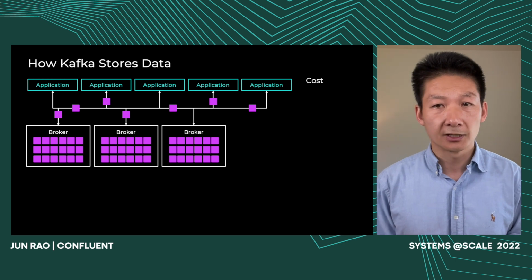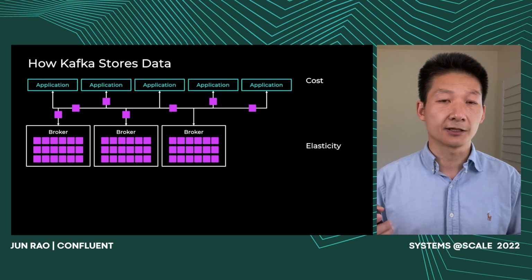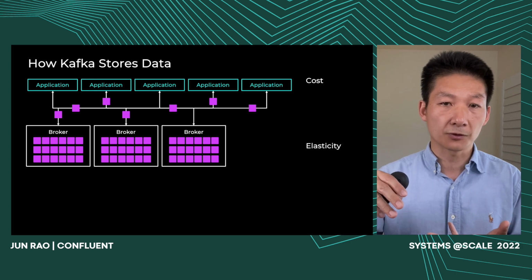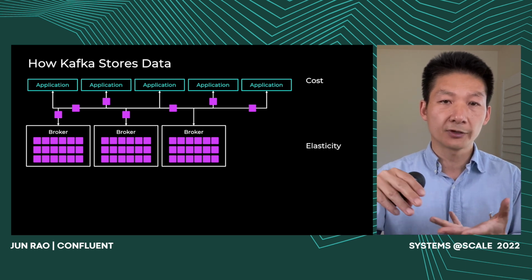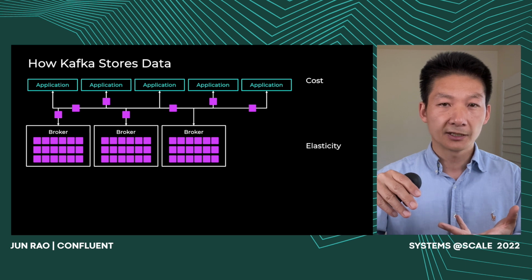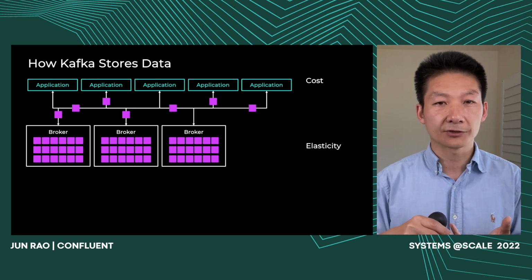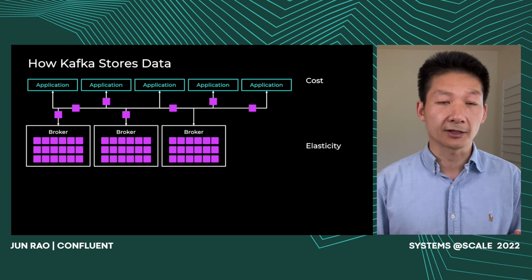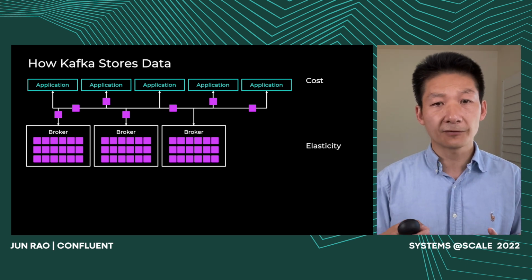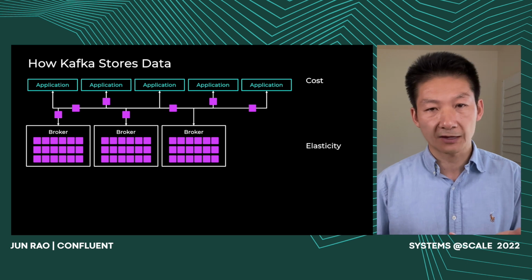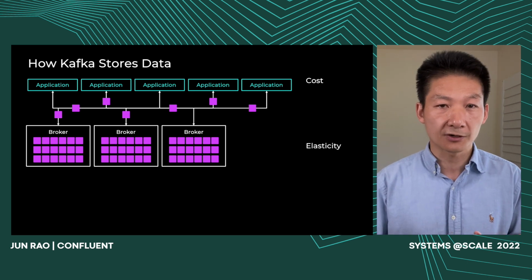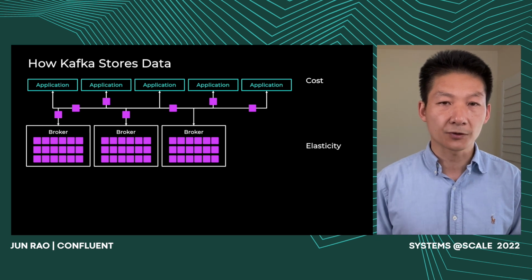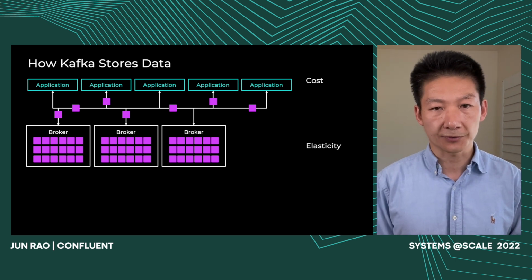The second issue is in terms of elasticity, because since we have been coupling the local storage with the computing processing capability on the broker, it makes it hard to scale out the storage need from the processing or the computation need independently. Because if you run out of local storage, the only thing you can do is to add more brokers, but that just means you are overpaying for the computing resources on those newly added brokers.